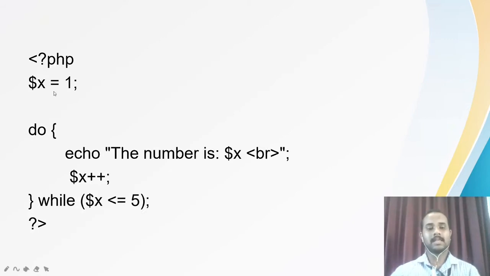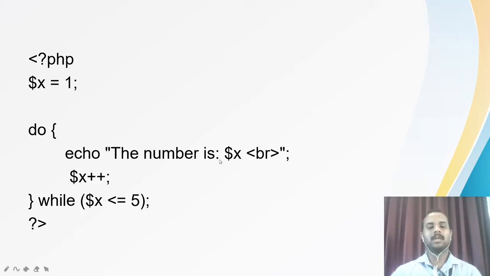Here again the same example. I have x equal to 1. First the block will get executed, the number is 1. Okay, x is 1, and then I increment it, so now x is equal to 2. 2 is lesser than 5. Yes, it is true, then go back.